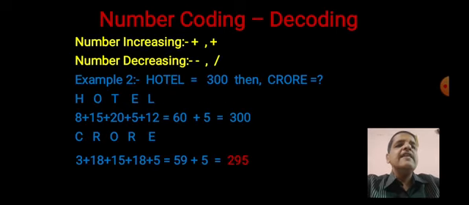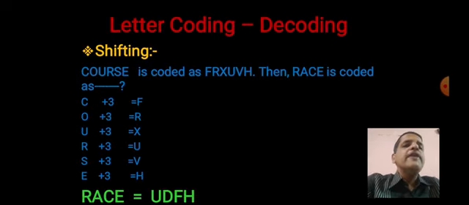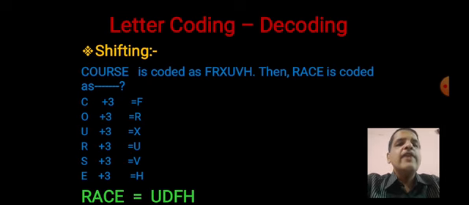Then, friends, another trick is there: letter coding-decoding by shifting. COURSE is coded as FRXUVH. Then we have to code RACE, that is RES. How will you code it? Very simple. You have seen the first method and the second method, and both are not working. Then we have to go towards the third method, that is shifting.